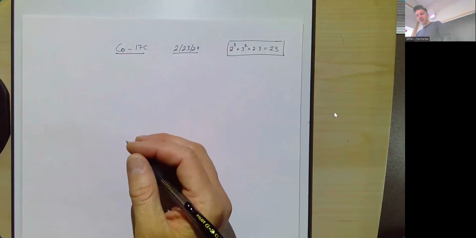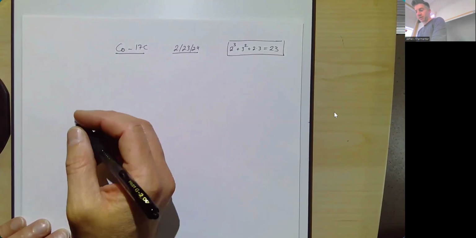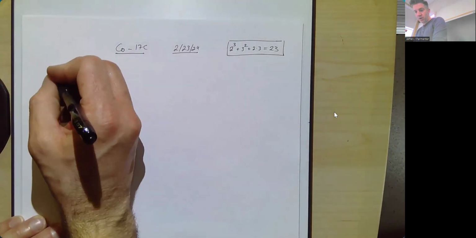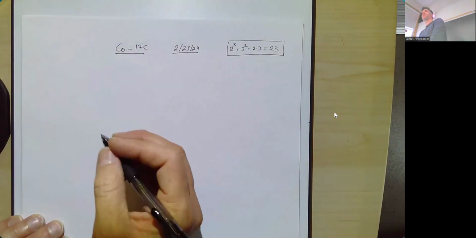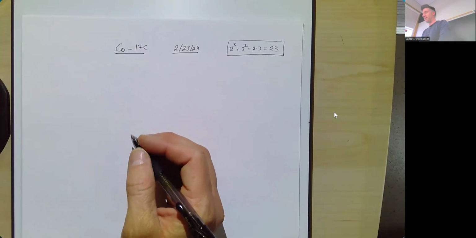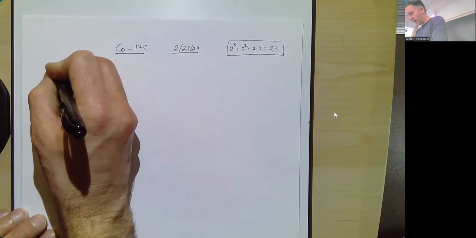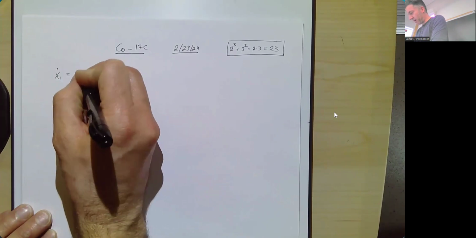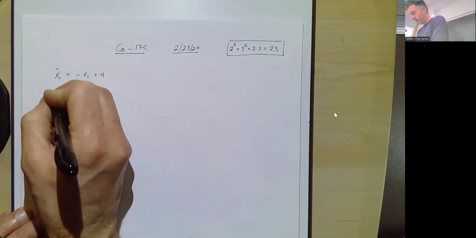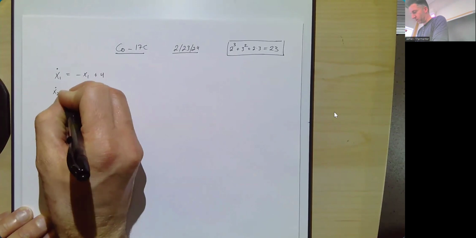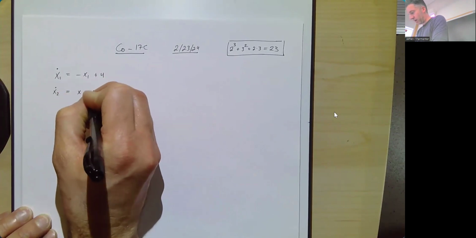Anyway, moving along. Let's say we have the following linear system of differential equations. So we have that. I'll try to use his notation. It's so unnatural for me. So we have x1 dot equal to negative x1 plus 4, and x2 dot equal to x1 plus 2x2.